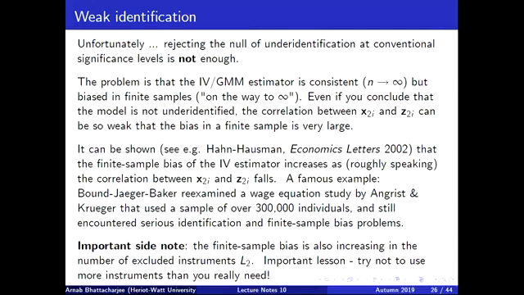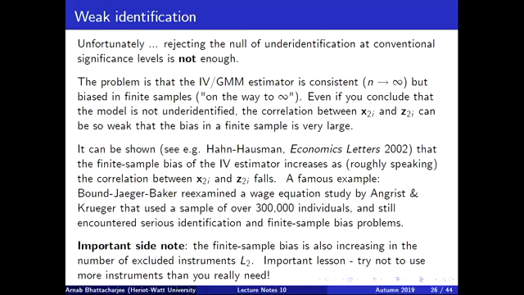Here is this famous Bound, Jaeger and Baker paper. They re-examined the wage equation study by Angrist and Krueger with a sample of over 300,000 individuals, and there are still substantial identification problems, and finite sample bias. So even if your sample size is very large, you can have substantial bias if these two are not sufficiently strongly correlated. Okay, we have verified the rank condition, but that is not quite sufficient.